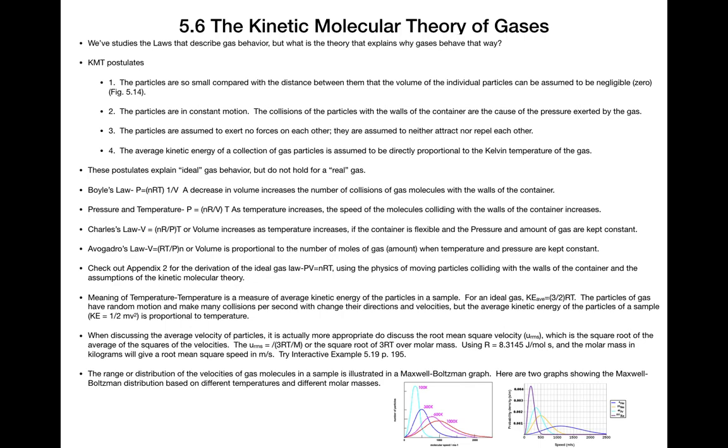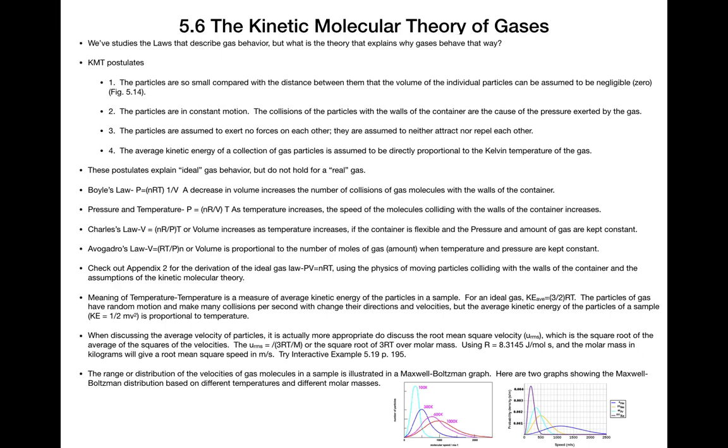Important to realize that this fourth postulate, the average kinetic energy of gas particles, is directly proportional to Kelvin temperature. What we mean by temperature is a measure of the average kinetic energy of the particles in a sample. In other words, as temperature rises, the particles are going to be moving faster and have more kinetic energy. For an ideal gas, the average kinetic energy should be 3/2 RT.